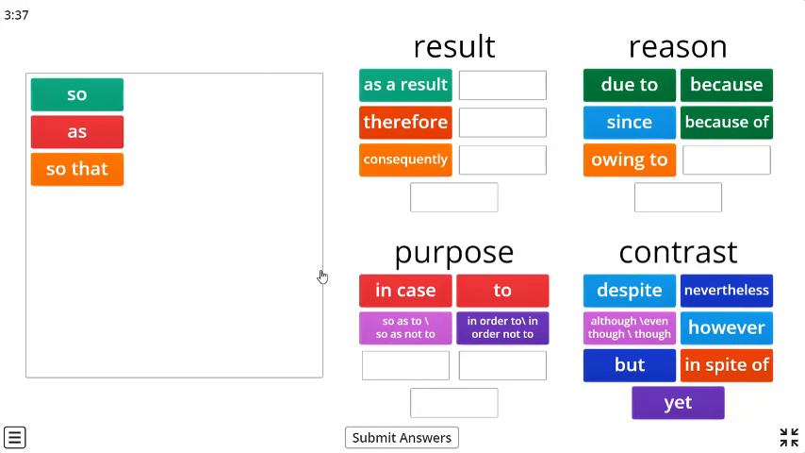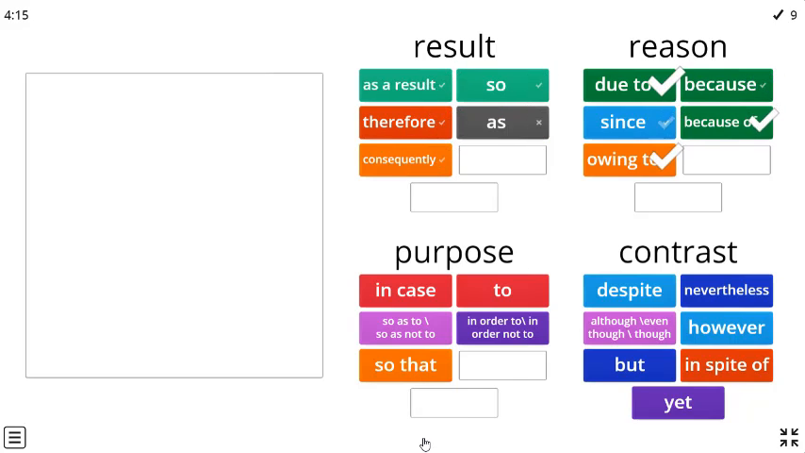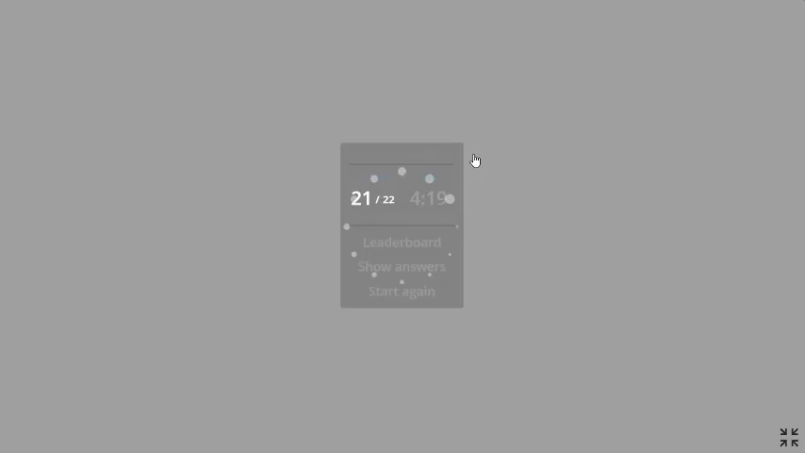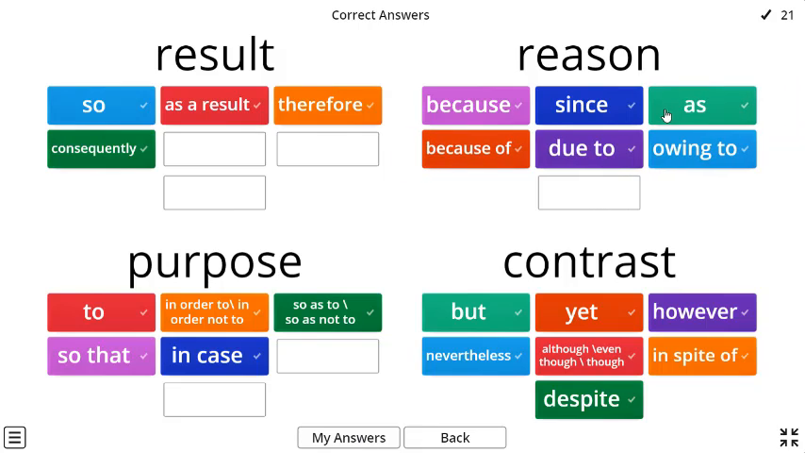so that. Great, it's for purpose. So is used to show a result, and the same with as. We will verify. So you had only one problem with as. Let's verify when to use as. It's also for reason. Great, a good job.